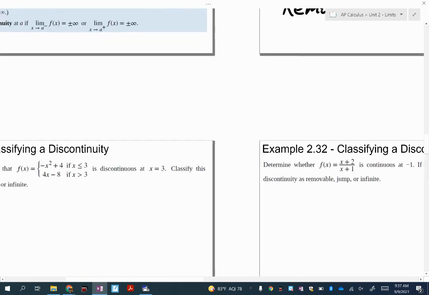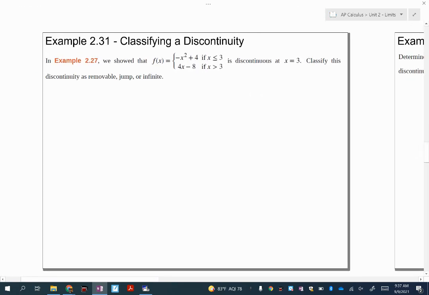Okay, let's go to the next one. Now this one we already showed was discontinuous at x equals 3, and I already mentioned that the key thing here is when I see a piecewise function and I see it's discontinuous at a certain value for x, I know this is going to be jump discontinuity. So let me show you with Desmos why we say it has jump discontinuity.